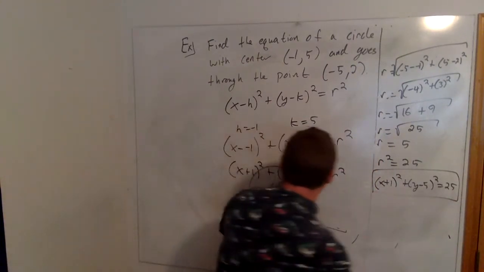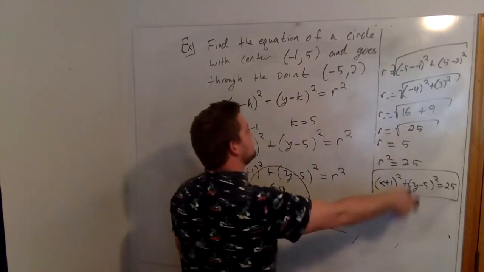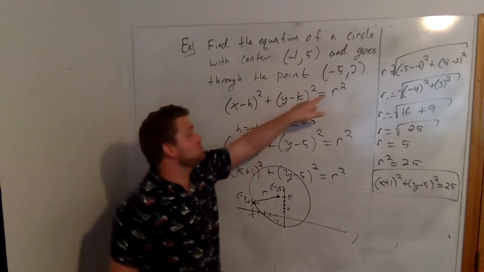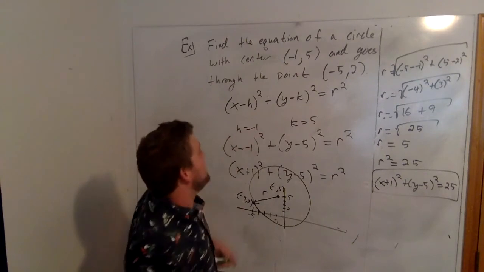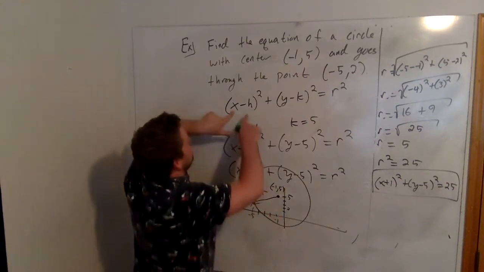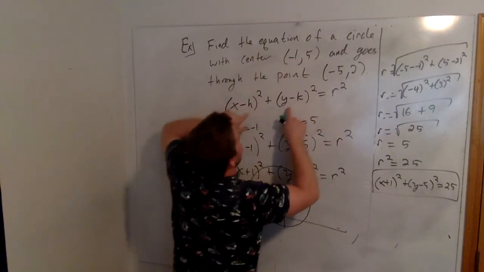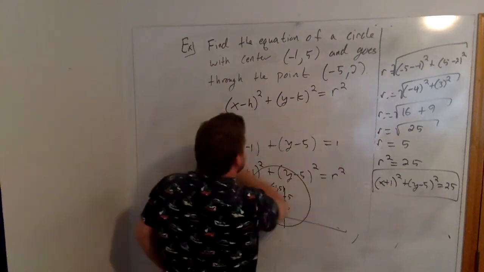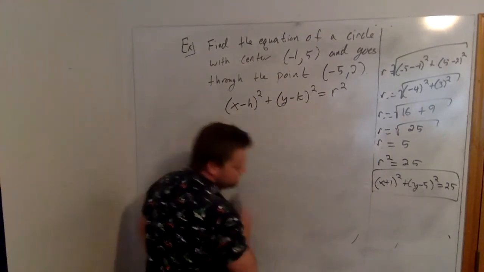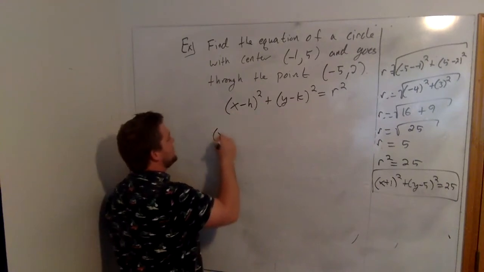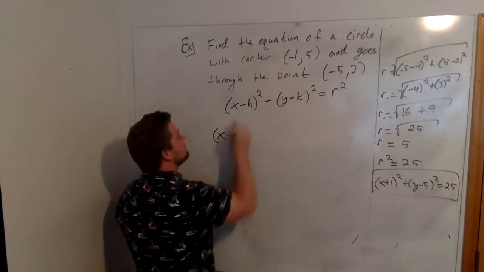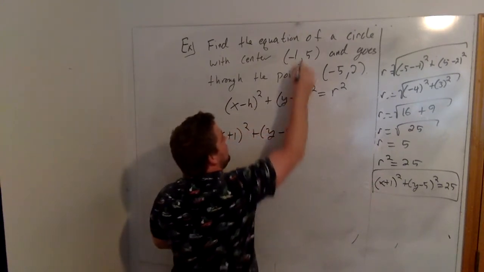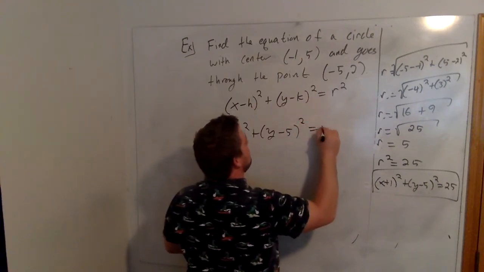Another way we could have done this problem, instead of resorting to the distance formula, is that this equation right here is the distance formula. If we just square rooted both sides, this is saying we're finding the distance between these 2 points. That's exactly what we did right here. What we could have done is we had x plus 1, since it was x minus a −1, plus y minus 5, since k was 5, squared, would be equal to r squared.